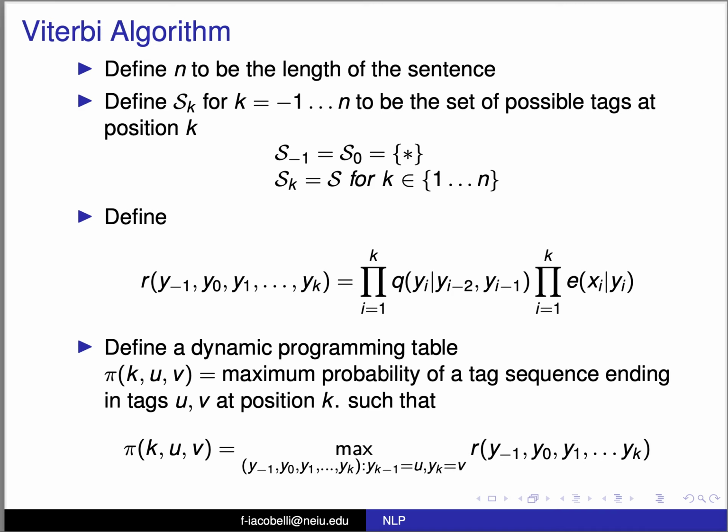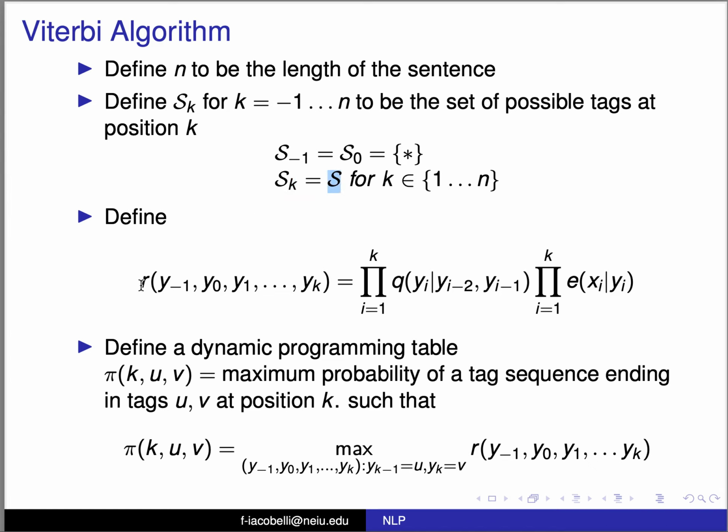So for the Viterbi algorithm, the idea here is to define n to be the length of the sentence. Then I'm going to define S_k as all possible tags for the word k. S_-1 and S_0, the tags at positions -1 and 0, are going to be a star. The tags for all the other words are going to be all the tags of the corpus.